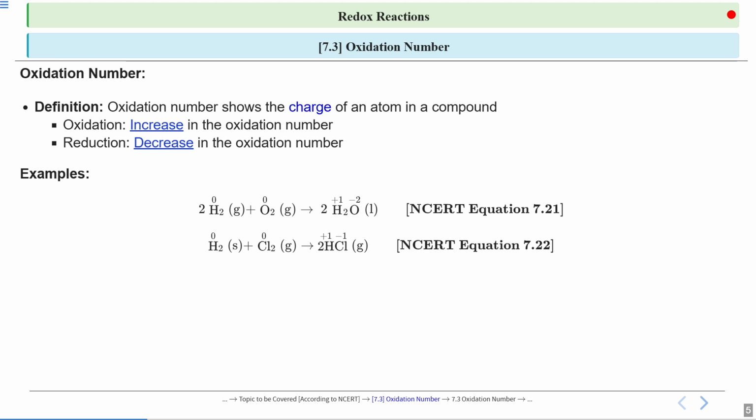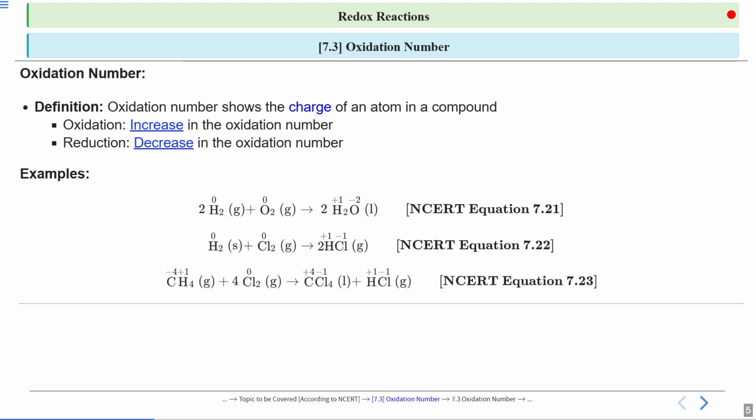While if you look at the Cl2, chlorine goes from 0 to -1, which means there is a decrease in the oxidation number, which means it has gained electrons, and hence it can be considered as reduction. Hence, oxidation and reduction are both taking place simultaneously in the reaction. Therefore, both these are redox reactions.